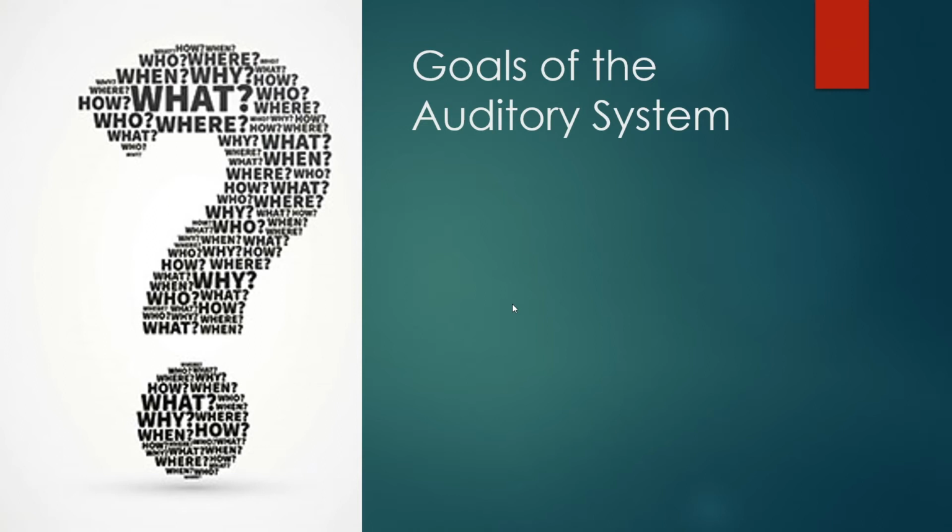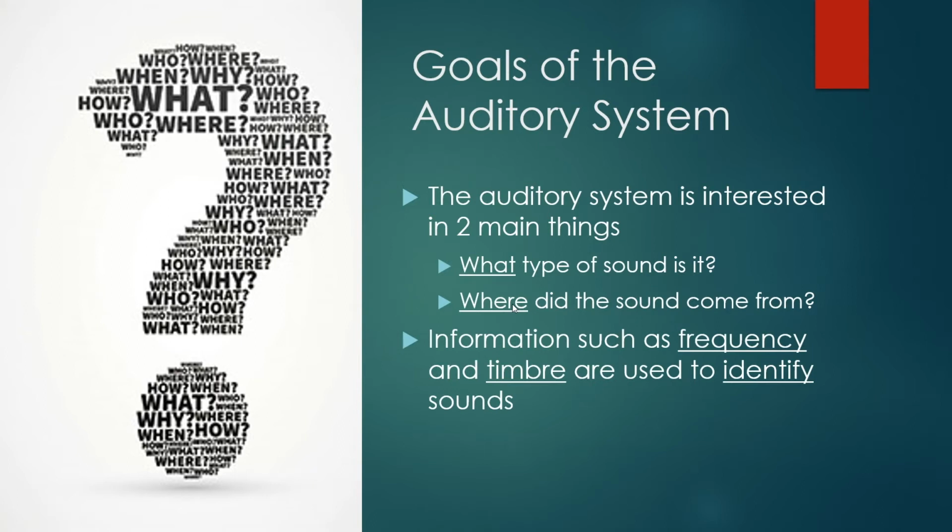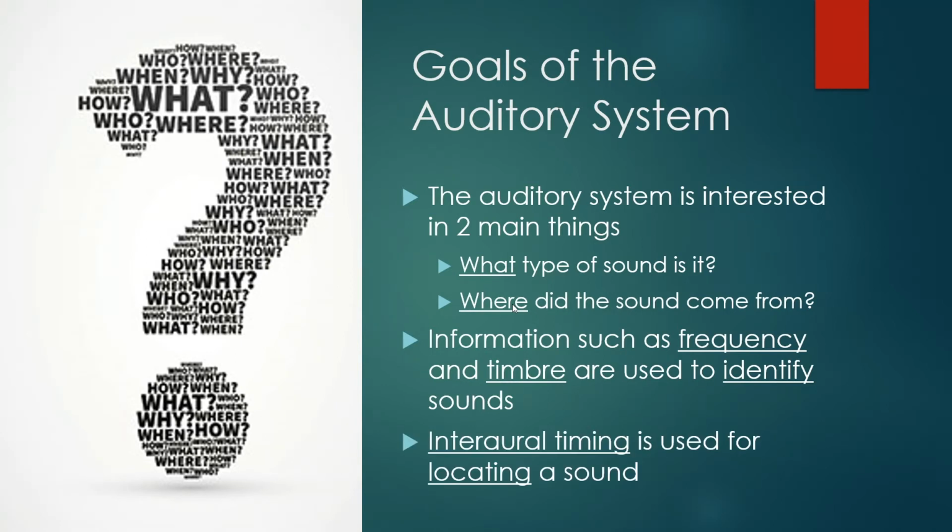So the goals of the auditory system, this is something I was just hinting at. There are two main things that these higher areas are interested in: what type of object it is, what type of sound it is, and where that sound is in space. We're talking about remote sensation. These are goals for survival, for finding resources. We want to identify things, and we want to know where they are in relation to where we are. And the auditory system has very specific mechanisms for both of these goals. It has identification features, and it also has features for locating things.